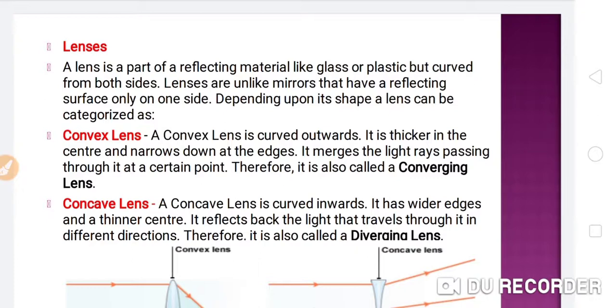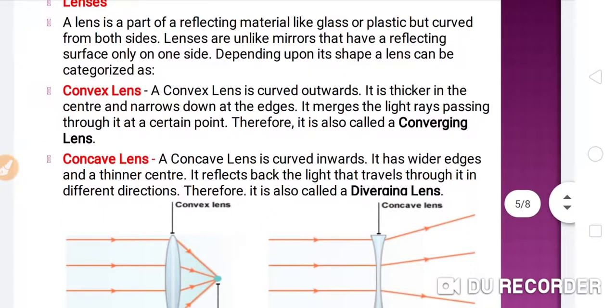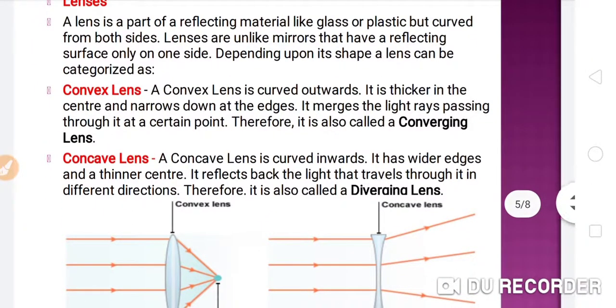First, we are going to discuss the convex lens. A convex lens is curved outwards. It is thicker in the center and narrows down at the edges. It merges the light rays passing through it at a certain point. Therefore, it is called a converging lens, like the mirrors.